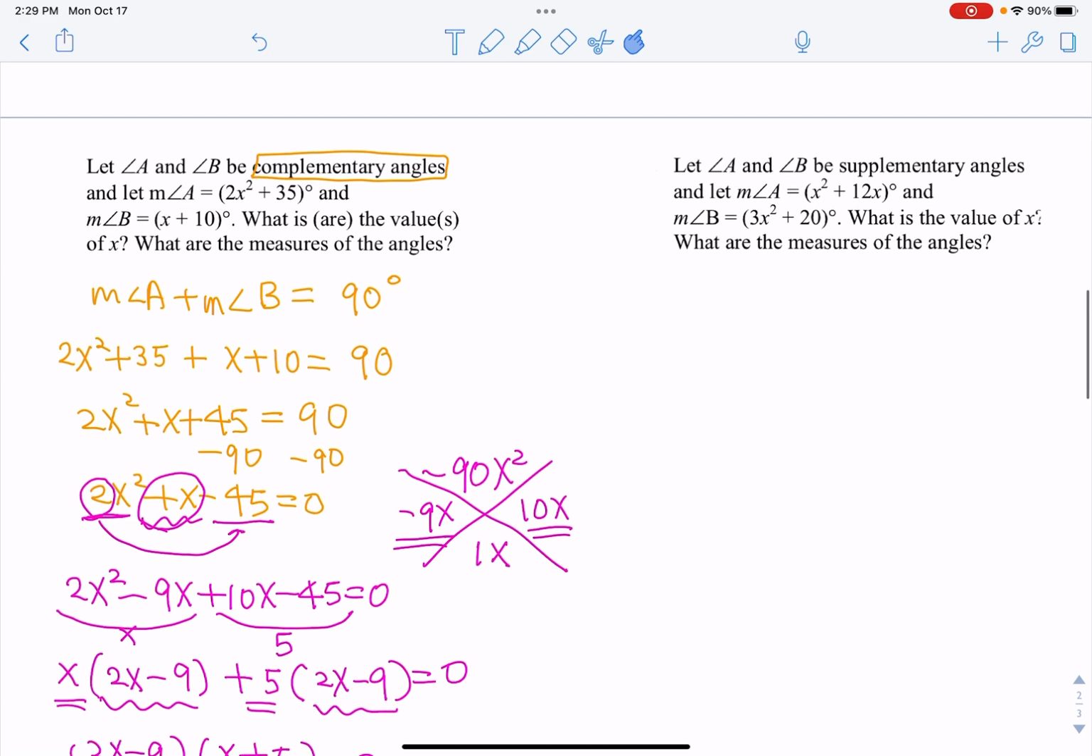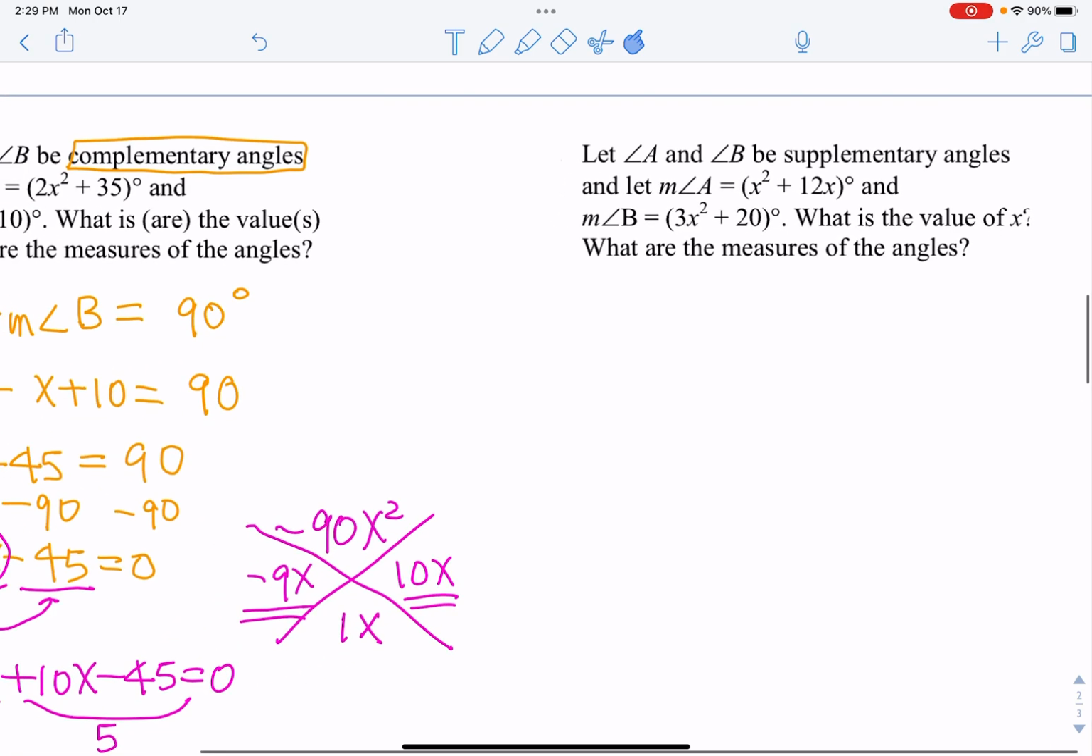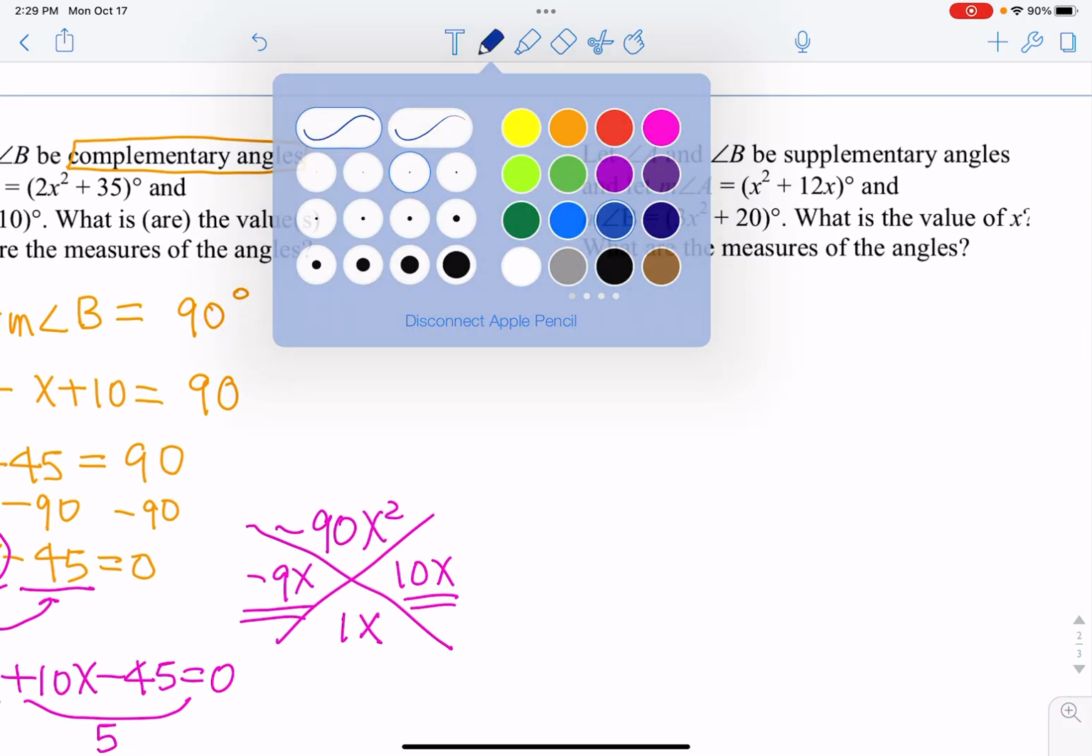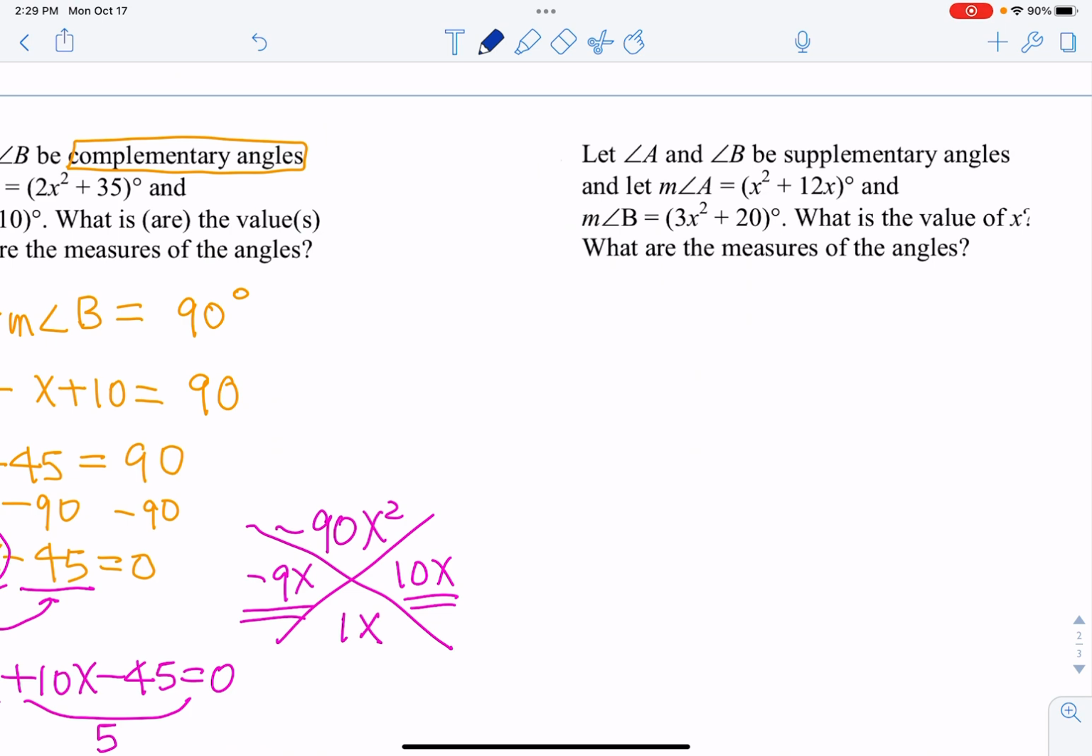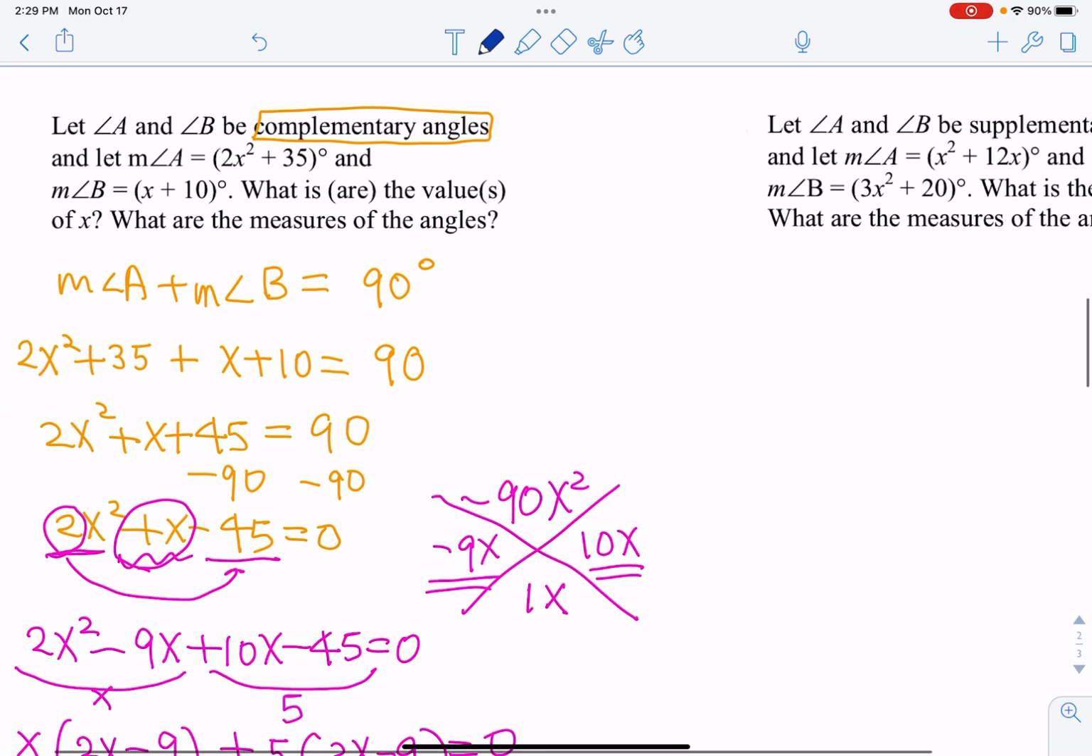And then this one, the second one: let angle A and angle B be supplementary angles, and let measure angle A equal x squared plus 12x degrees and measure angle B be 3x squared plus 20 degrees. What is the value of x and what are the measures of the angles? Oh, I forgot to find the measure of the angles.